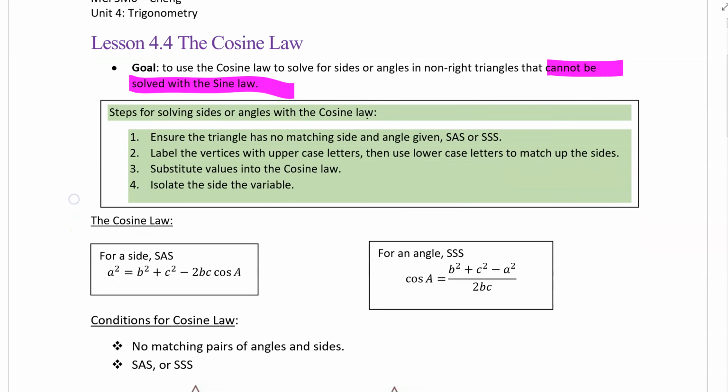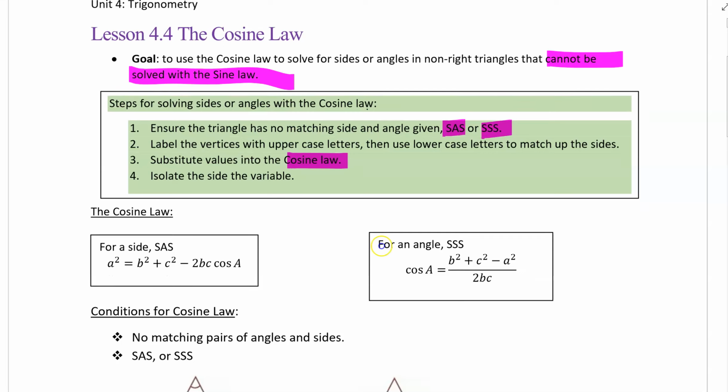Okay, so here are the steps for solving the sides and angles with the cosine law. You want to ensure the triangle has no matching side and a given angle. As long as it has no matching side and angle, you're looking at something like SAS, where you have a side, an angle, a side, or you might have three sides given and then have to find an angle. We'll look at both cases. You have to label the vertices uppercase and lowercase, substitute the values into the cosine law, and isolate the side or the angle that you're trying to find.